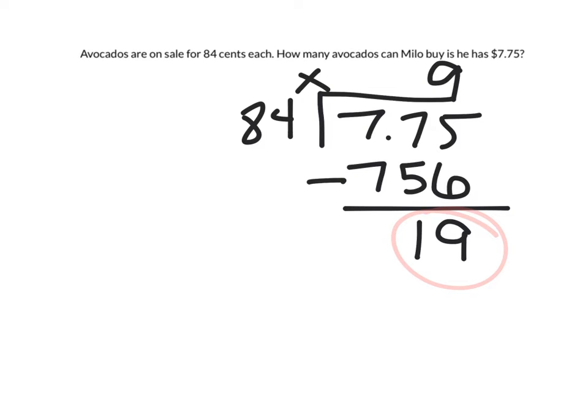Now, what do we do with the remainder? In this case, we don't do anything with the remainder except ignore it. There are 19 cents left over, which means that Milo does not have enough money to buy another avocado. The answer then has been answered with the quotient of 9. Milo can buy 9 avocados with $7.75.